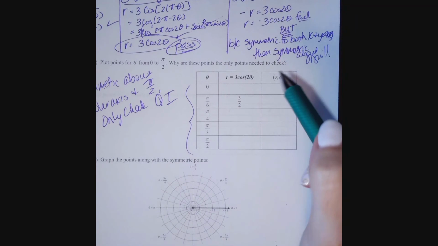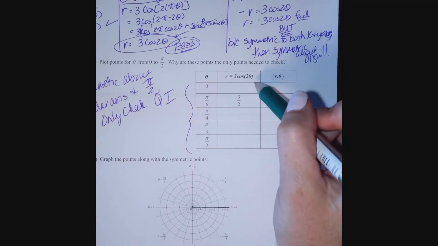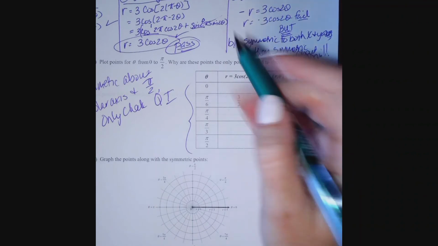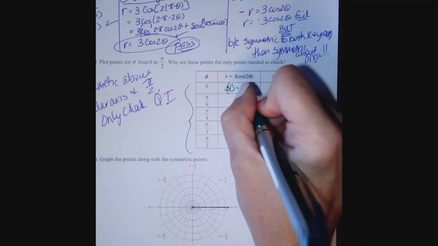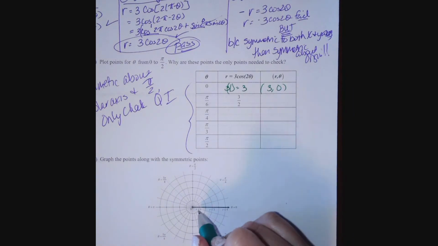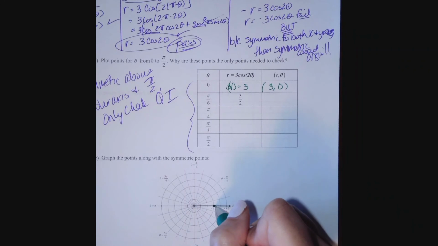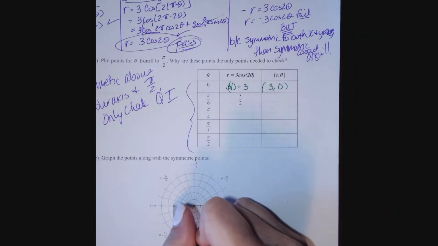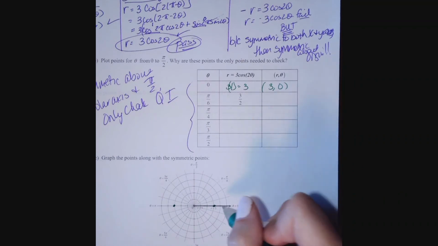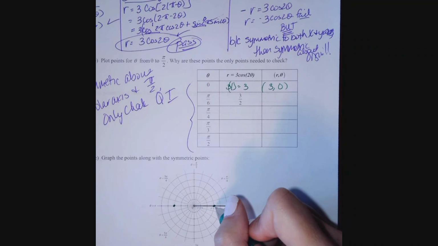Okay, at 0, we've got 3 cosine of 2 theta. Well, the cosine at 2 theta is 1. So that's just 3 times 1, which is 3. So our point is 3, 0. So we come out here and we say 1, 2, 3, right there, 3, 0. And we know that that's going to reflect across here. 1, 2, 3, right there. Okay? Well, let's just go with that.